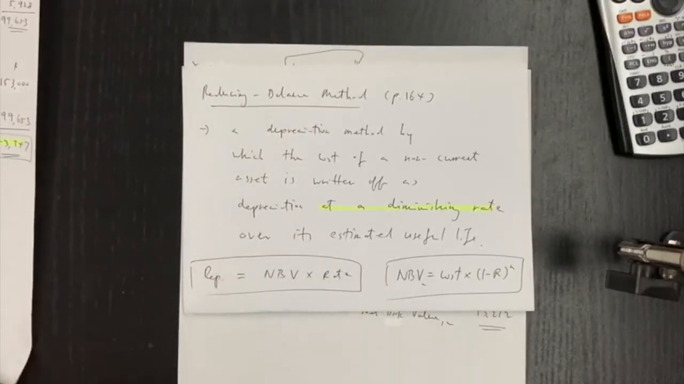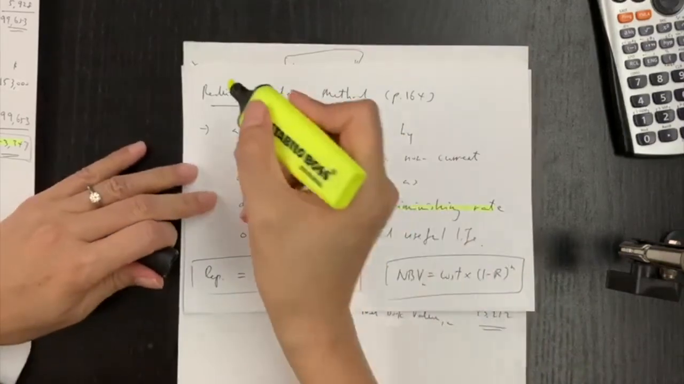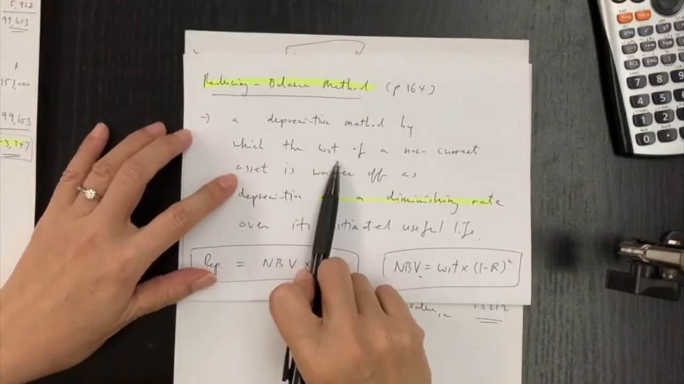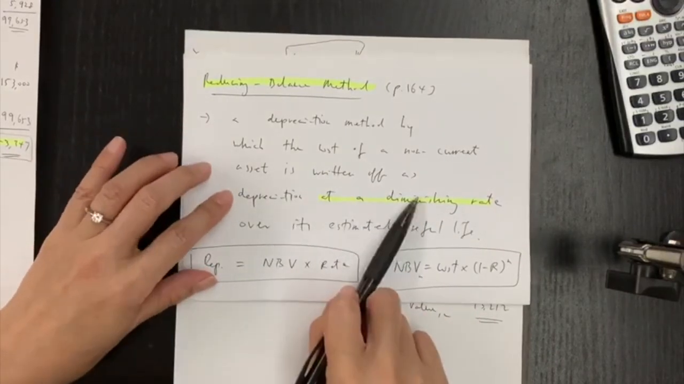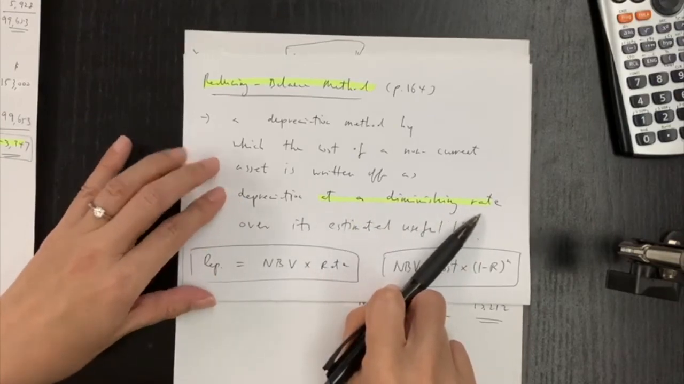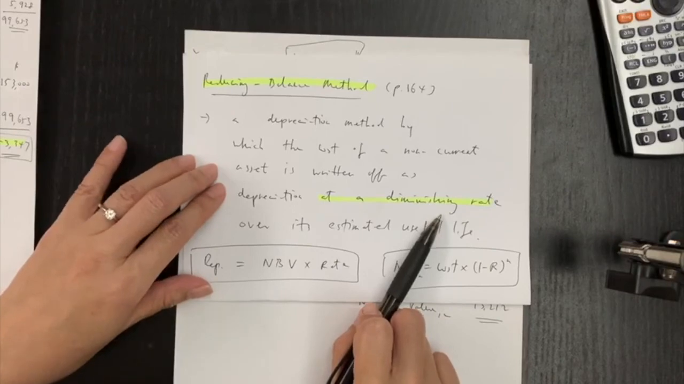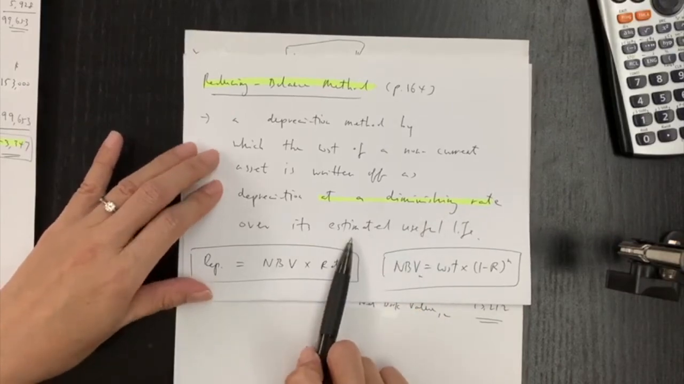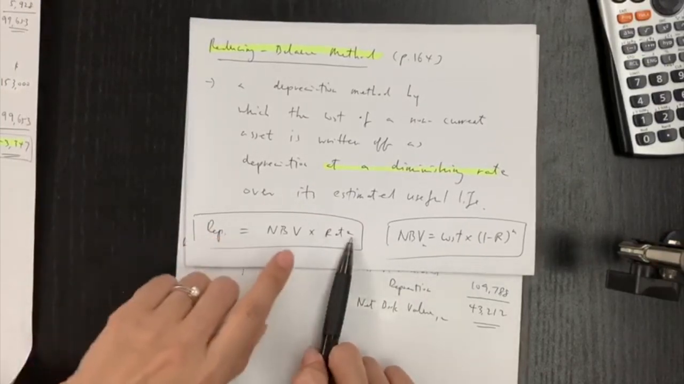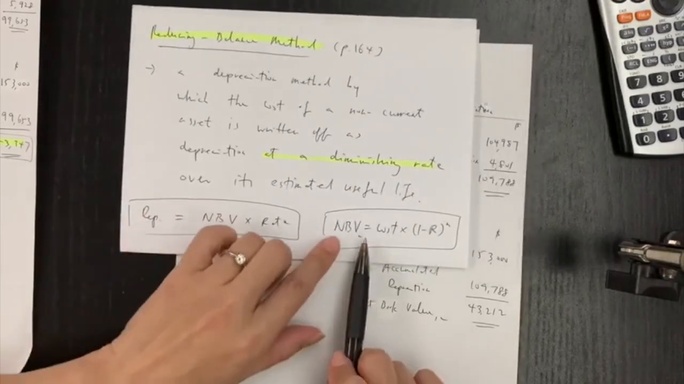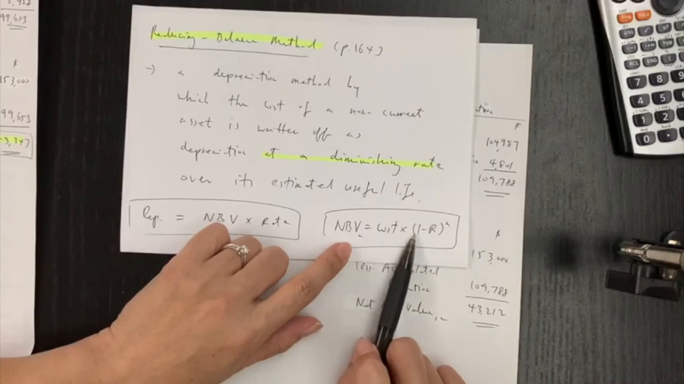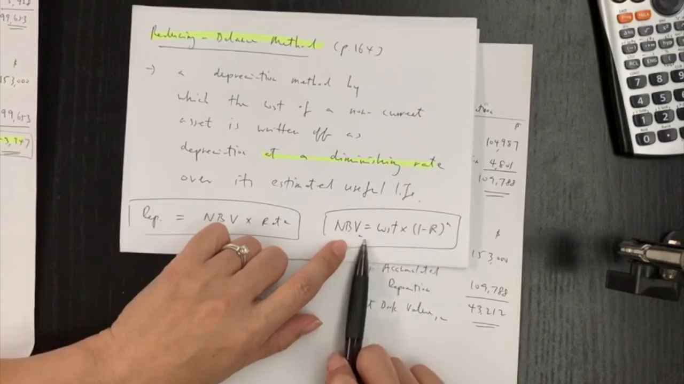So if you go to page 164, you will find reducing balance method, which is the method where the cost of a non-current asset is written off as depreciation at a diminishing rate. So therefore each year we provide less depreciation than the previous year, because the formula is this: depreciation using reducing balance method is the rate times net book value. And also we have this formula to get net book value by using reducing balance method, which is cost times 1 minus the rate to the power n to get net book value in year n.